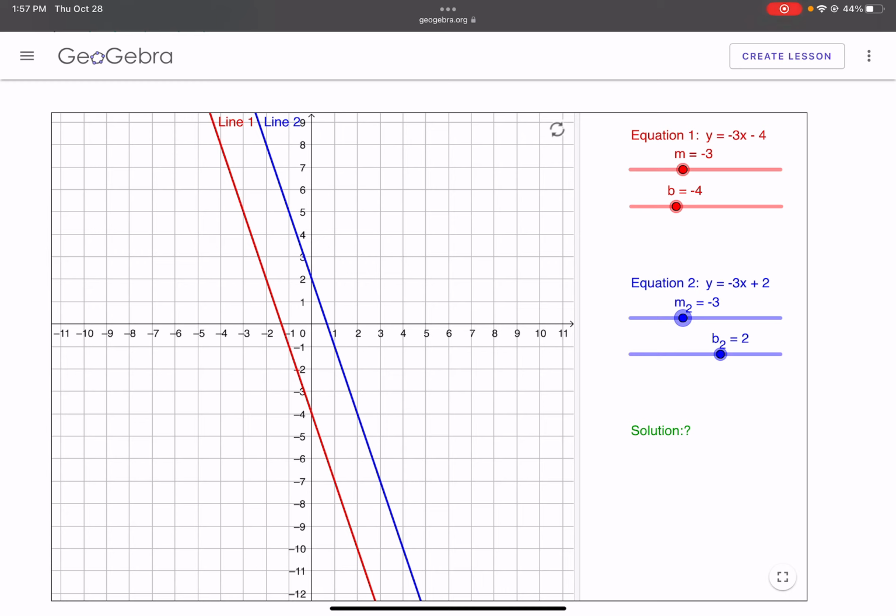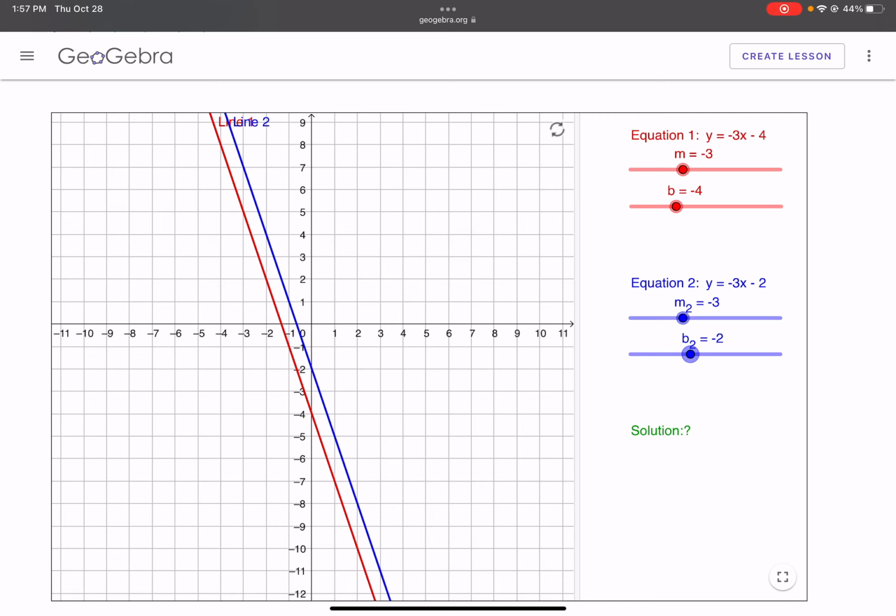Now, when they're parallel lines, they have no solution because they have the same slope. Now, let me show you what infinitely many solutions look like. They have the same exact equation, so I need to have them matching equations. Bam. So here are two equations that are the exact same. So they're right on top of each other, which means they have infinitely many solutions.